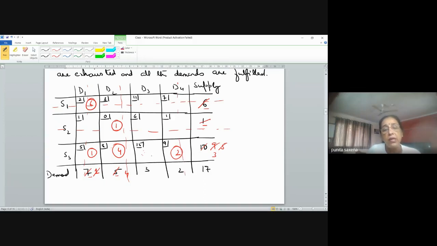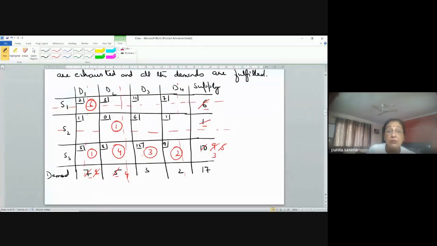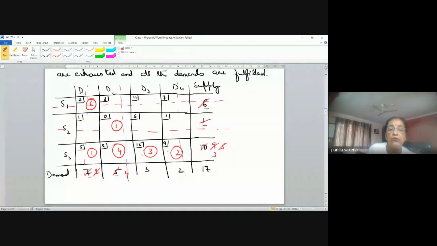Only allocation to be made here is 3. Now see, how many allocations have you made? 1, 2, 3, 4, 5, 6. So here your m plus n minus 1 had to be 6, and you have made 6 allocations here. So definitely this solution is non-degenerate because you have made m plus n minus 1 number of allocations.